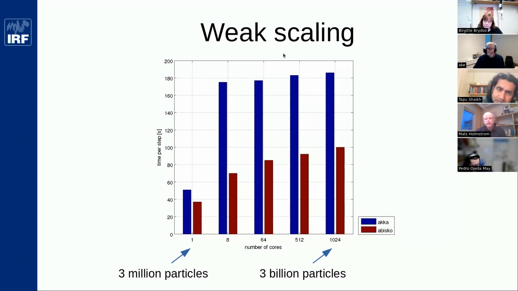But you can see that we have this property called weak scaling. When we increase the size of the problem from 3 million particles to 3 billion particles, we have a fairly constant time per time step. So that's called weak scaling. And it's similar also for Kebnekaise.